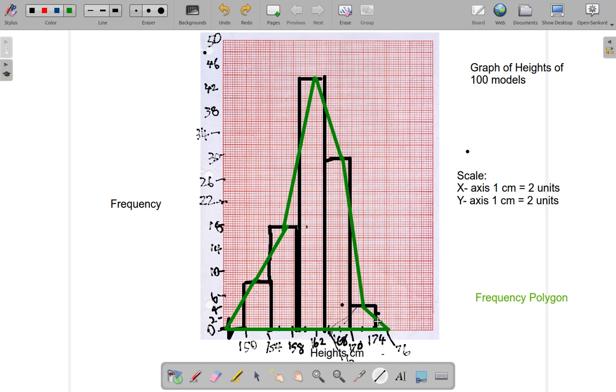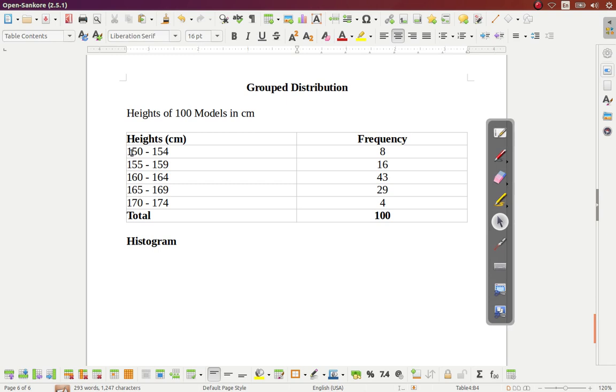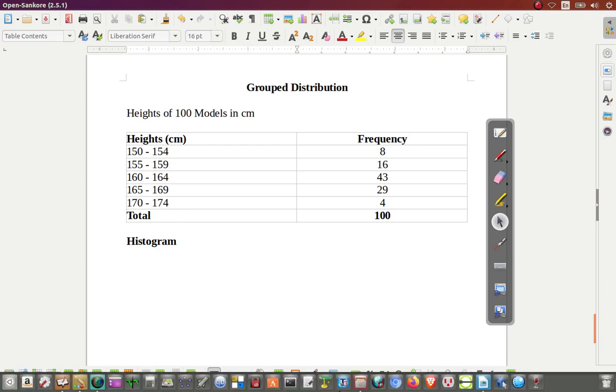Alright, now we'll just end this video at this point, and we will continue looking at the graph, but we will examine the reason why, for example, you did not start to draw your line exactly above 150. You draw it to the left of 150 and you end to the right of 154. Then the next one you will draw it to the left of 155 and end to the right of 159, and so on and so forth. So we'll look at that in a later video. So I will see you then.